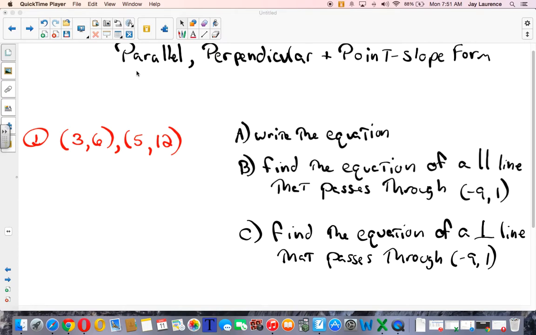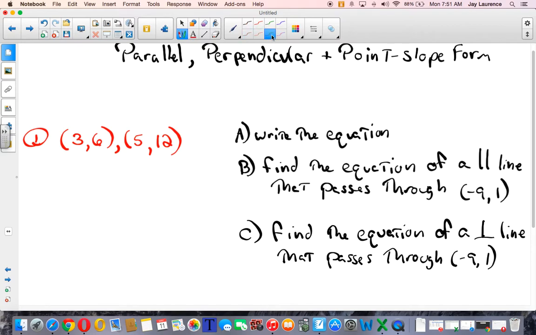Notice the use of alliteration: parallel, perpendicular, and point slope form. All right, so I gave you these 2 points. First thing I want you to do is write a linear equation of the line that goes through those 2 points. So the first thing will be to find the slope. Yeah, we always got to find the slope first. All right, so let's find the slope.